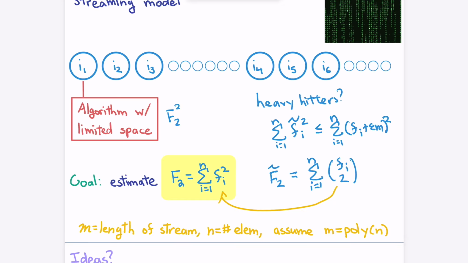F sub two is equal to, at some level, F1 squared. This is terrible.